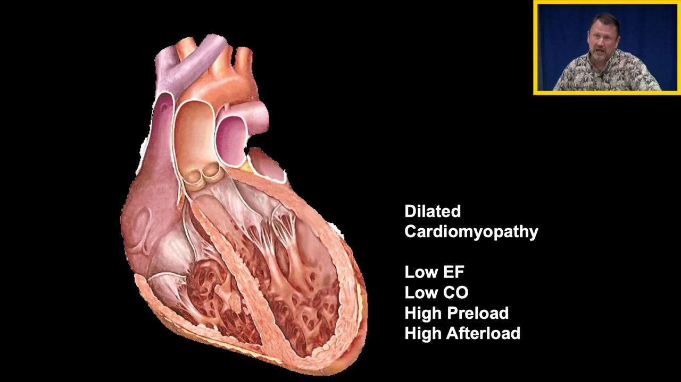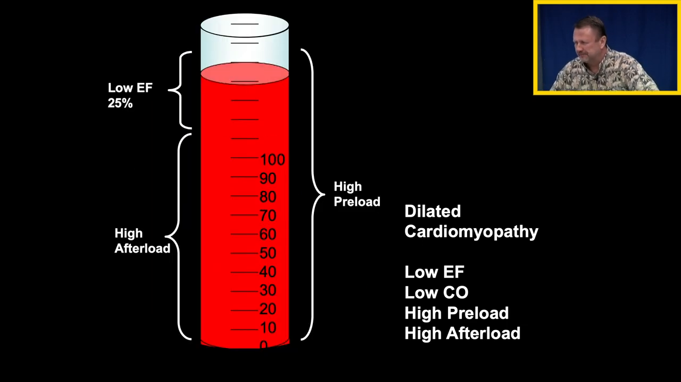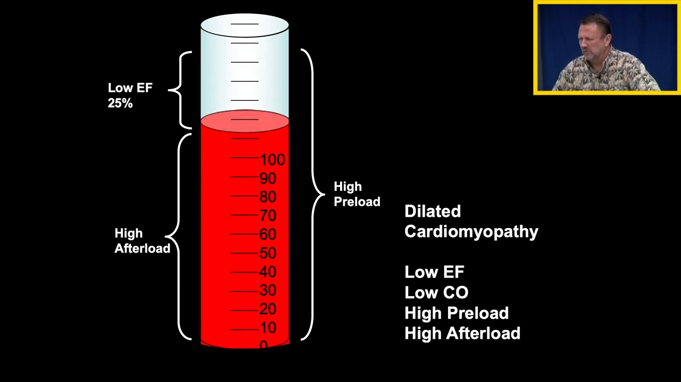Let's take somebody with dilated cardiomyopathy. And we're going to see that they have a low ejection fraction and a low cardiac output because they have a high preload and high afterload. In clinical settings, when people talk about preload and afterload, it's really hard to think about what they're talking about. And so here is someone with a high preload. They have dilated cardiomyopathy, so their heart's bigger, and so it takes more volume. And so here we're going to show that as a high preload.